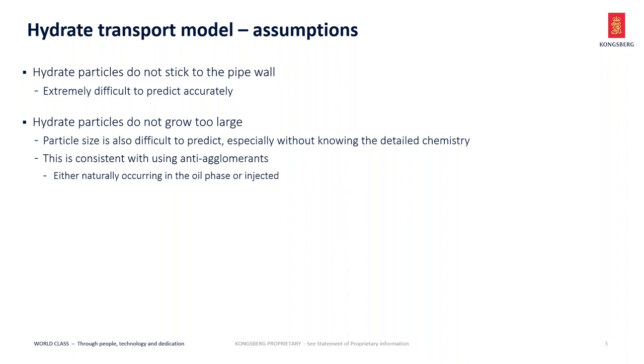Again, it's very difficult to predict that properly, especially because LedaFlow does not know the details of the chemistry of the production system. We would have to know in detail what the oil consists of, etc., which is not feasible for these kind of simulations. And also assuming that the hydrate particles do not grow too large is consistent with using anti-agglomerants, which could be naturally occurring in the oil or artificially injected into the system. So that's something to take into consideration.